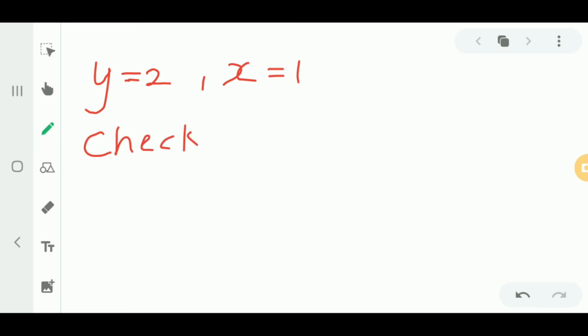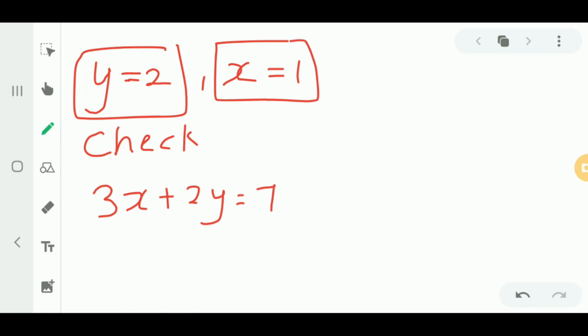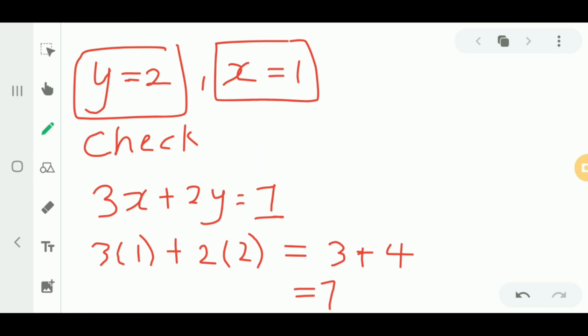So now that you have y is equal to 2 and x is equal to 1, you can check your answers. Let's say we use equation 2. So that's 3x plus 2y equals 7. What you would do is substitute these values into the equation and see if you get the 7. So it's 3 times 1 plus 2 times 2. 3 times 1 is 3, plus 2 times 2 is 4, and you get 7. You can also try this in equation 1, see if you get back the 8, and you would know that your answer is correct.